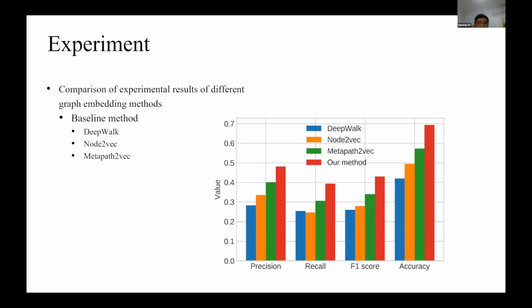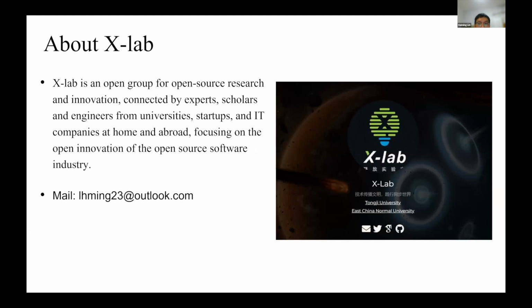That's all. I'm from X-Lab. Our lab is an open group for open source research and innovation. It's connected by experts, scholars, and engineers from universities, startups, and IT companies at home and abroad, focusing on the open innovation of the open source software industry.